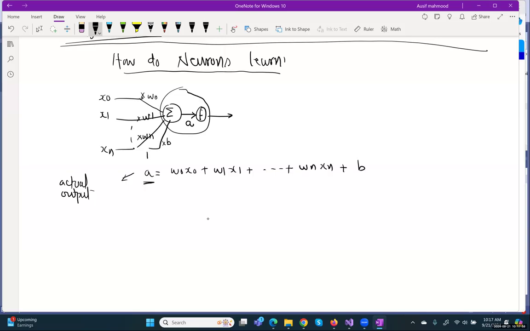Sorry, actually in my terminology, I made one mistake. In my terminology, I call this S the sum. Once we pass it through the activation function, then I call it A. So S will be W0 times X0, right? And A will be the function applied to S, so f of S, whatever that activation function is. So this is what I call the actual output. S is the sum.